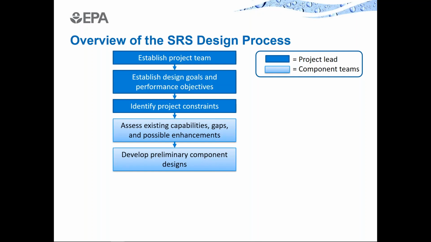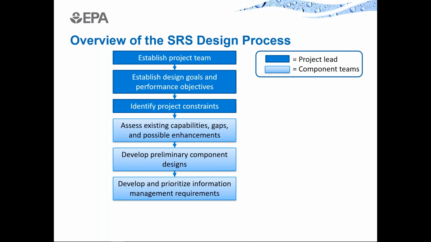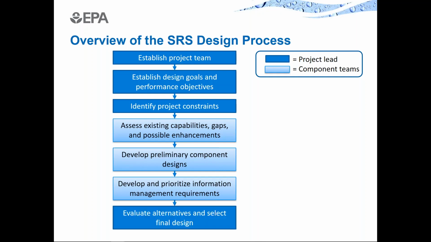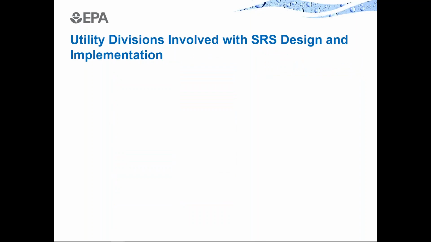So collectively, taking the goals, objectives, constraints, and gap analysis, you can then start to develop preliminary component designs and also information management requirements. And we'll say a lot more about that later. And finally, all of that information can then be rolled up and brought back to the project team as a whole, where design alternatives can be evaluated, and then the best design can be selected for implementation. And what we'll do is we'll use this process as sort of a roadmap for the rest of the presentation. We'll go through each one of these steps in the overall process diagram. So starting with building the team.